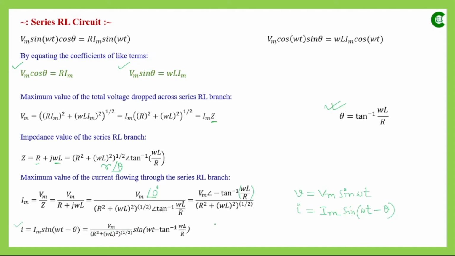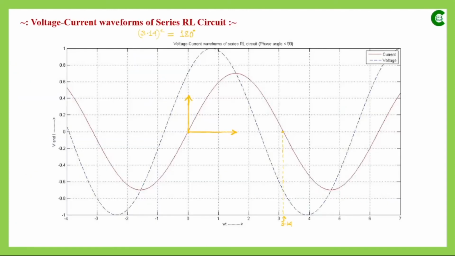So this is the explanation of the series RL circuit: when we take current as reference, how we represent voltage, or when we take voltage as reference, how we represent current, how we represent those terms in the phasor diagram, and how we can find out the impedance value. Now next we will see the representation in terms of waveforms.